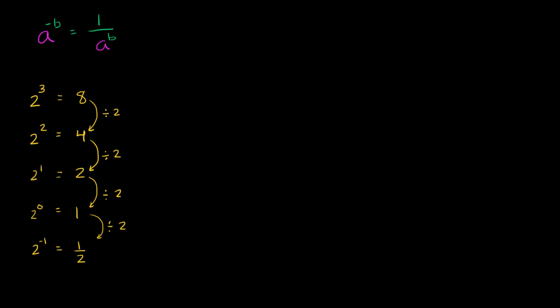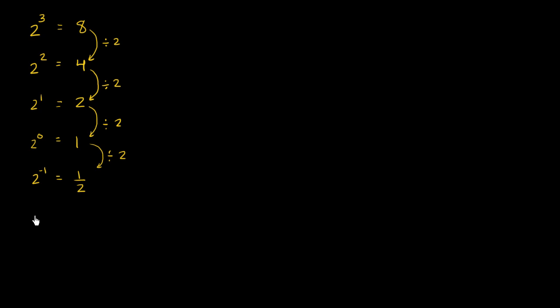Let's keep going. This is fun. So what should 2 to the negative 2 power be? Well, we should divide by 2 again. Divide by 2 again, you get to 1/4. I think you see the pattern. 2 to the negative 3 power, well, we should divide by 2 again. And we get to 1 over 8, which is the reciprocal of 2 to the third power.